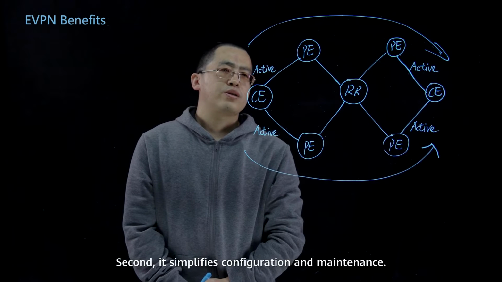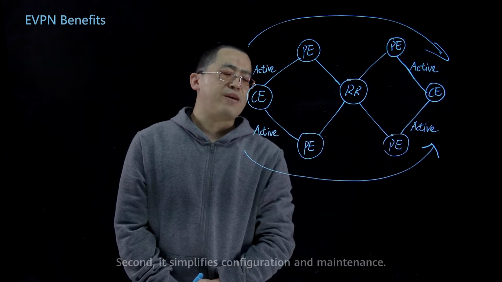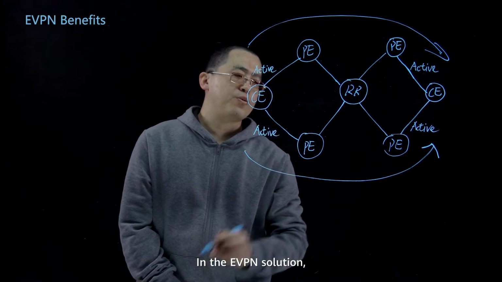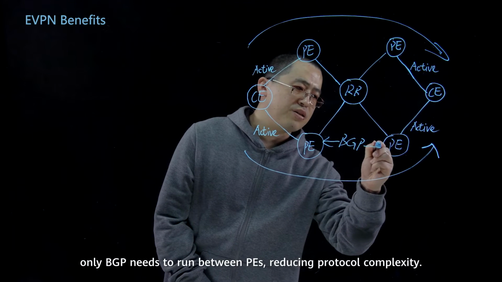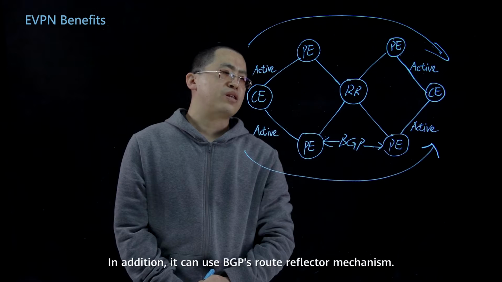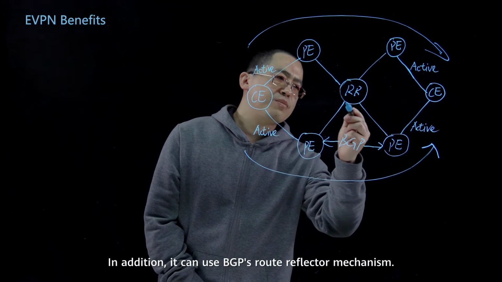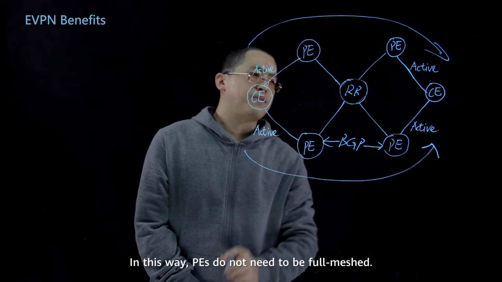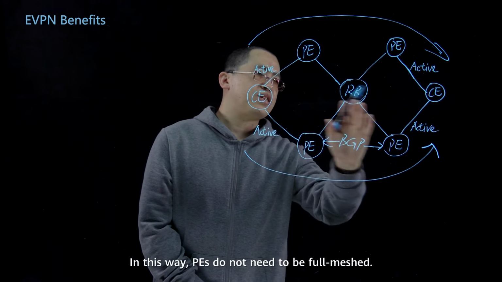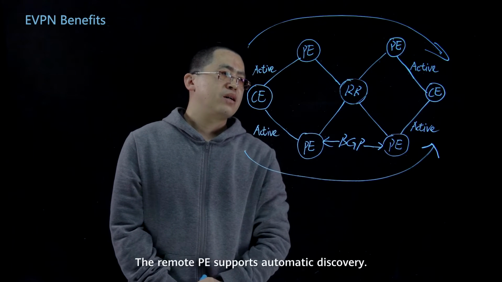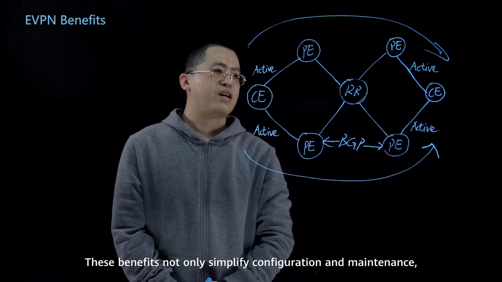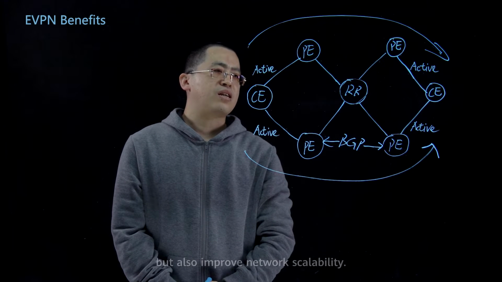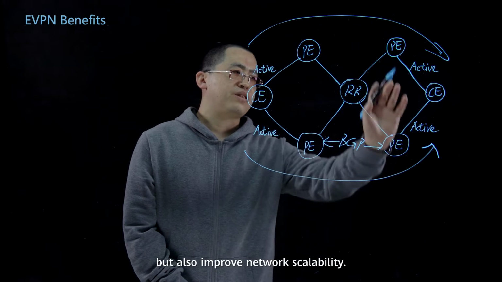Second, it simplifies configuration and maintenance. In the EVPN solution, only BGP needs to run between PEs, reducing protocol complexity. In addition, it can use BGP's route reflector mechanism. In this way, PEs do not need to be full-meshed. The remote PE supports automatic discovery. These benefits not only simplify configuration and maintenance, but also improve network scalability.